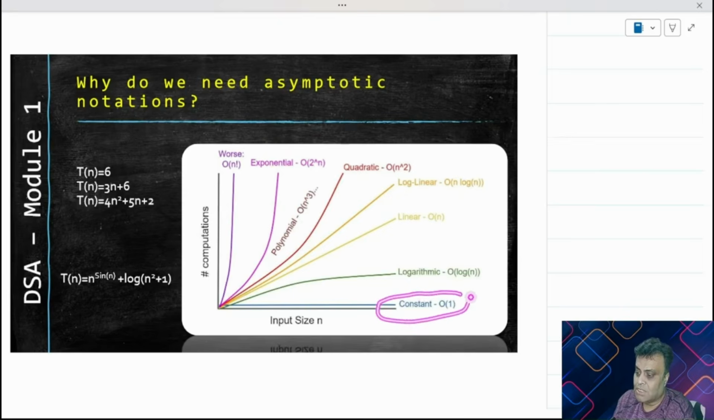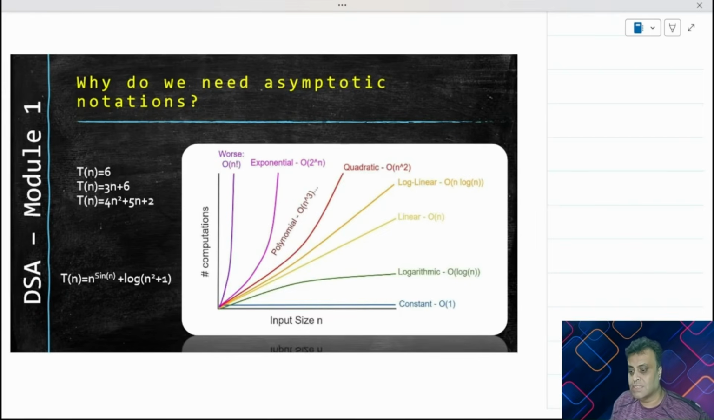For example, the constant time complexity class is represented by order of 1. Logarithmic is represented as order of log n. Linear is represented as order of n. Log linear is represented as n log n. Quadratic, yes, n square. Exponential, 2 to the power n. In between quadratic and exponential, you would have any kind of polynomial, which is n cube, n4, etc. And after that, you have the worst case complexity class, which is order of n.